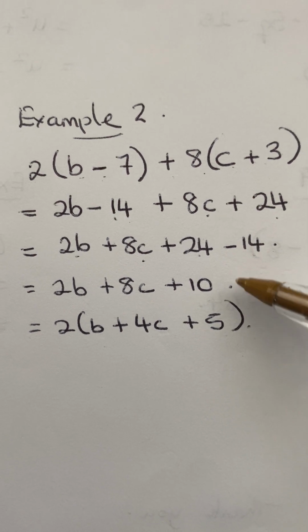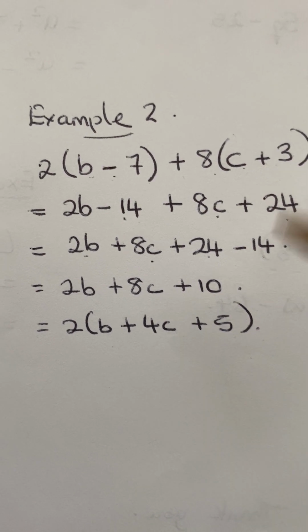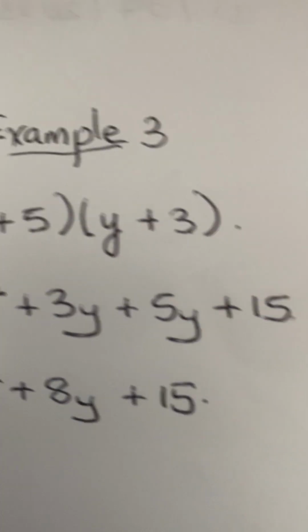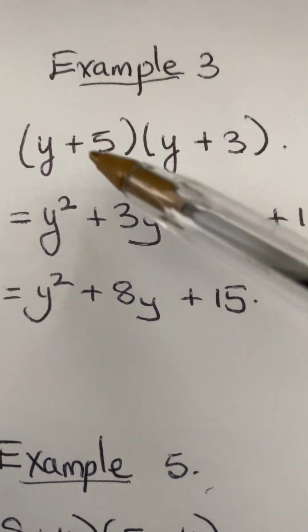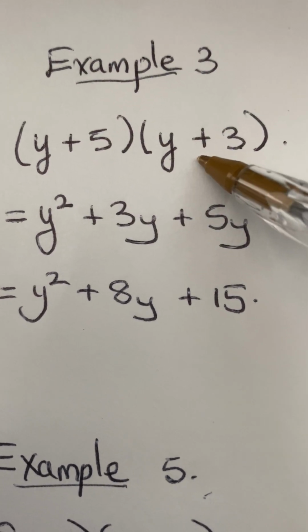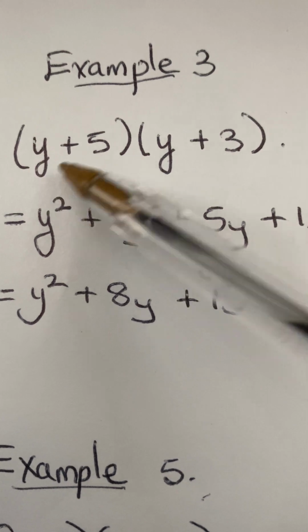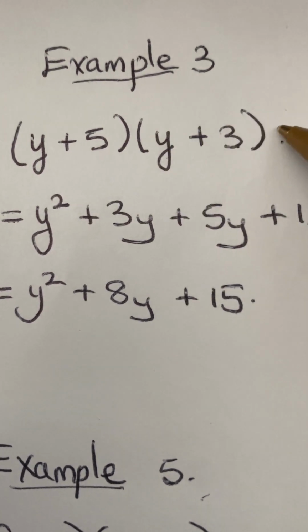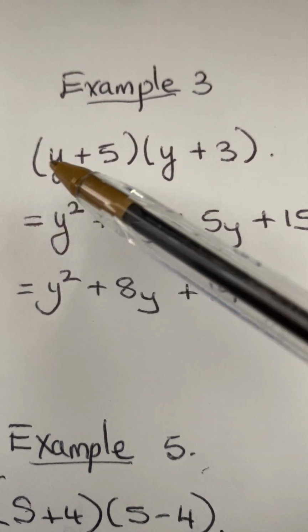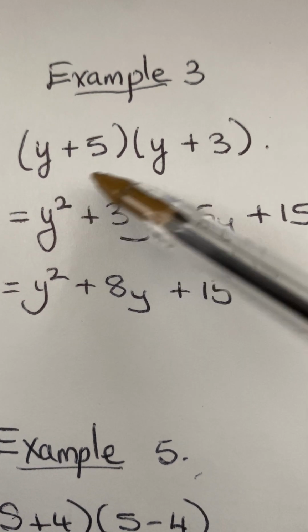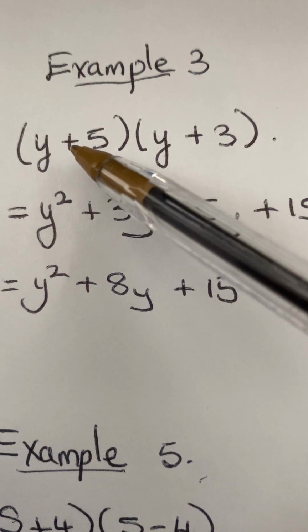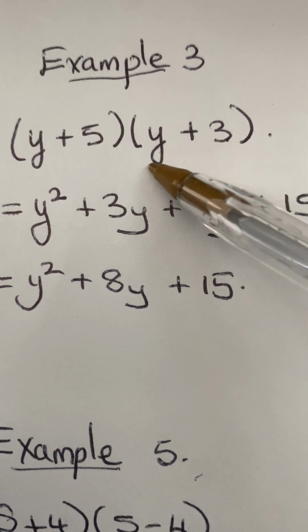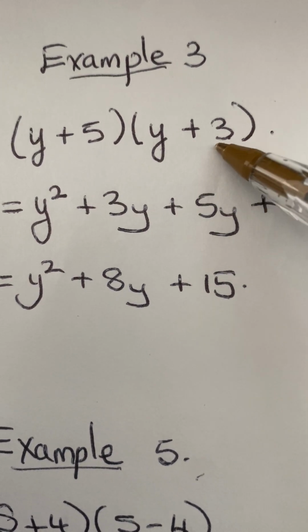Both of them are right. Okay. Now our third example. Here our variable is y, and they are both in brackets. So here we need to multiply y by everything in this bracket, plus 5 by everything in this bracket.